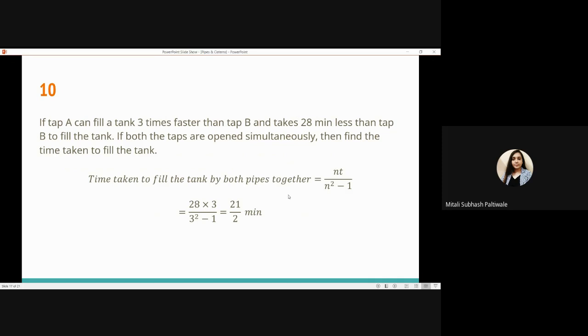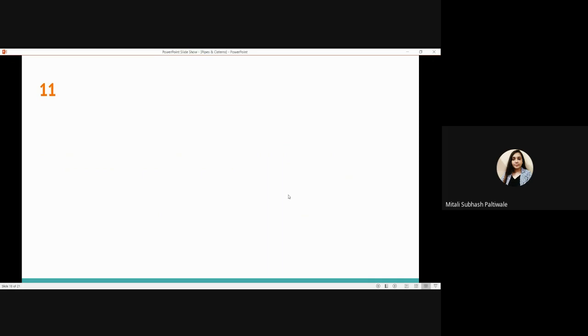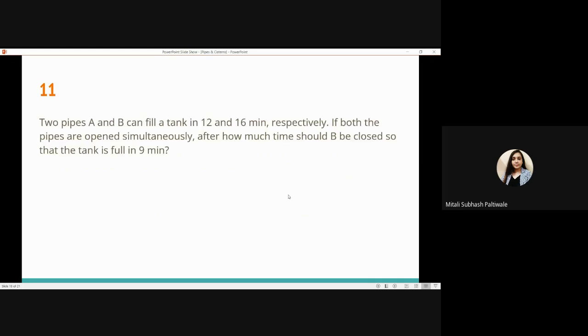Now let's move a little more ahead, and I believe that's the last question of the session about pipes and cisterns. So this question says two pipes A and B can fill a tank in 12 and 16 minutes respectively. If both the pipes are opened simultaneously, after how much time should B be closed so that the tank will be full in 9 minutes?